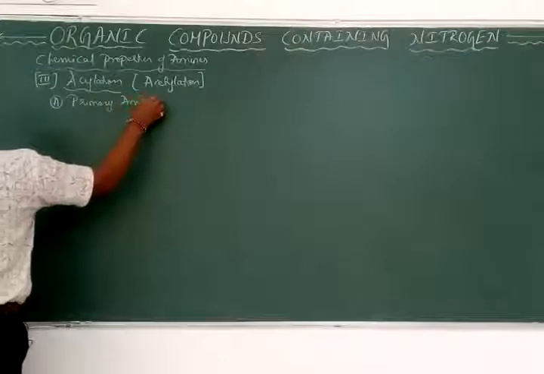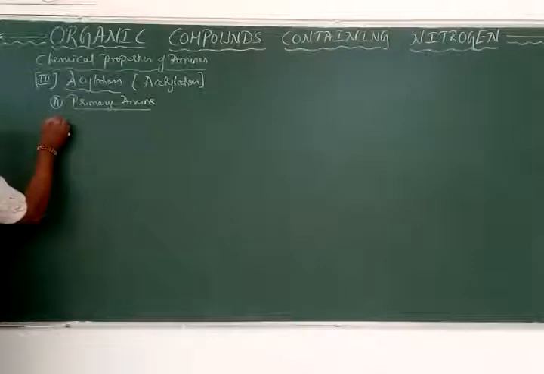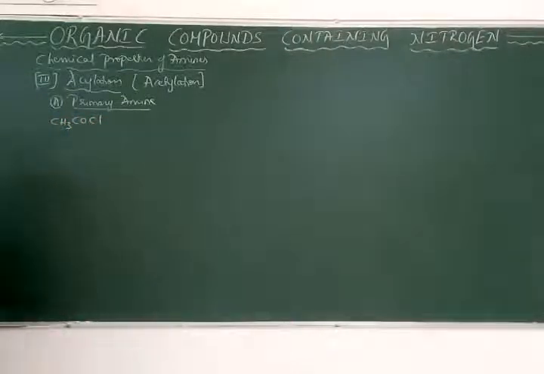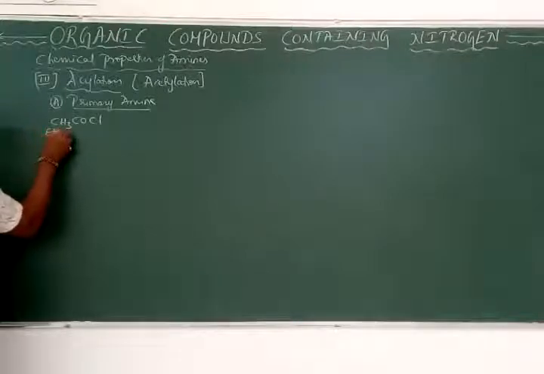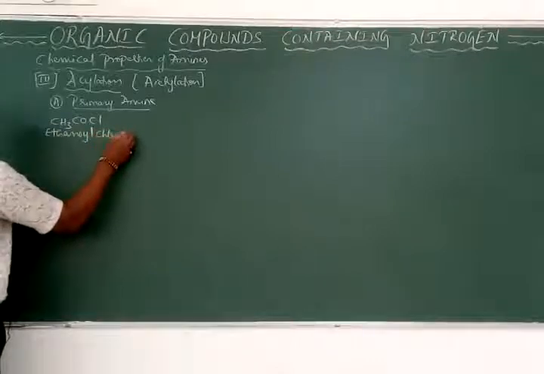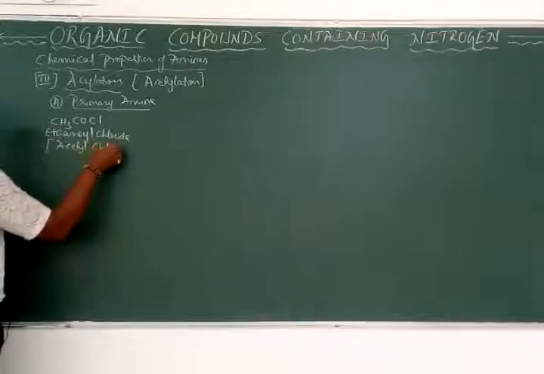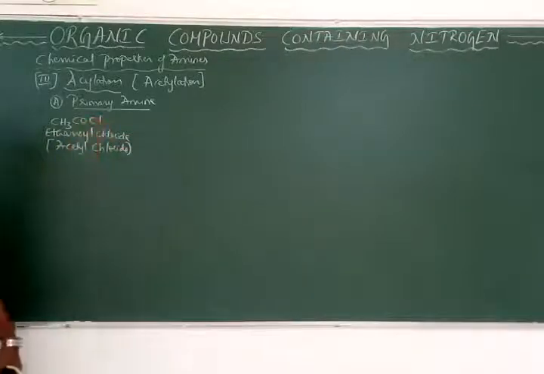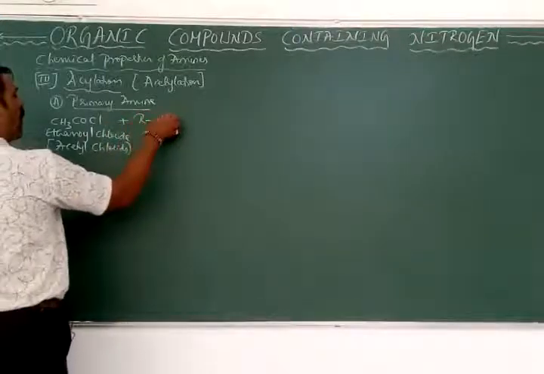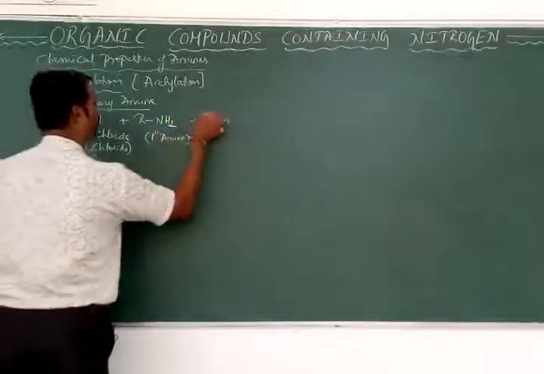What amines we have to choose first? Only the primary amines. Either CH3COCl, what's it called? Ethanoyl chloride, or it is commonly called acetyl chloride. Ethanoyl chloride or acetyl chloride. This is made to react with RNH2. What is RNH2 here? A primary amine.